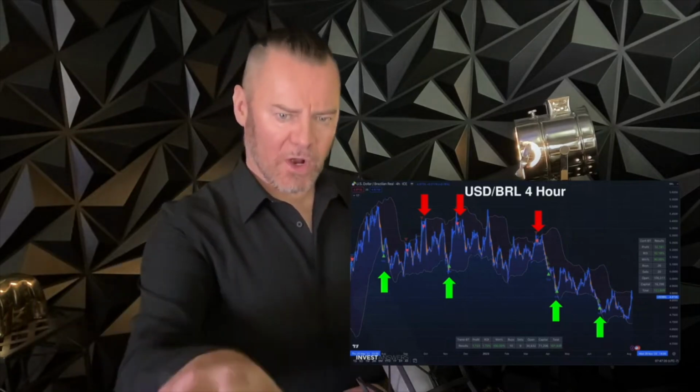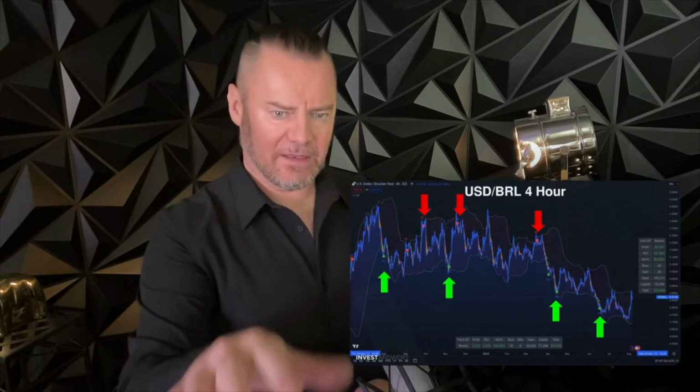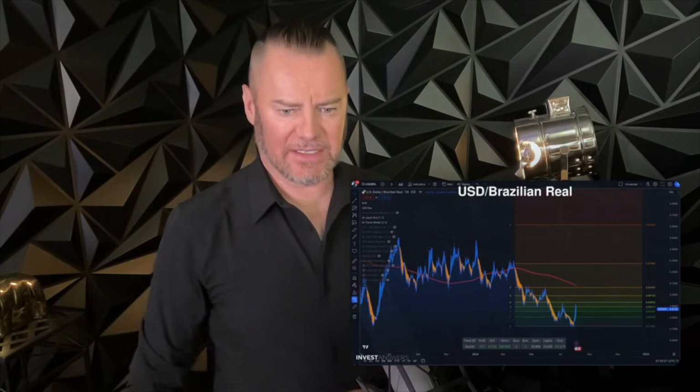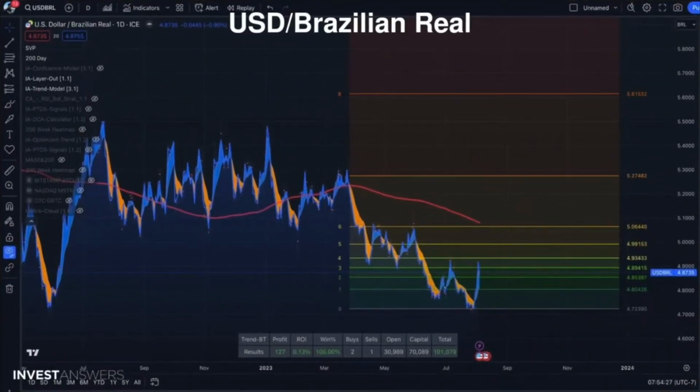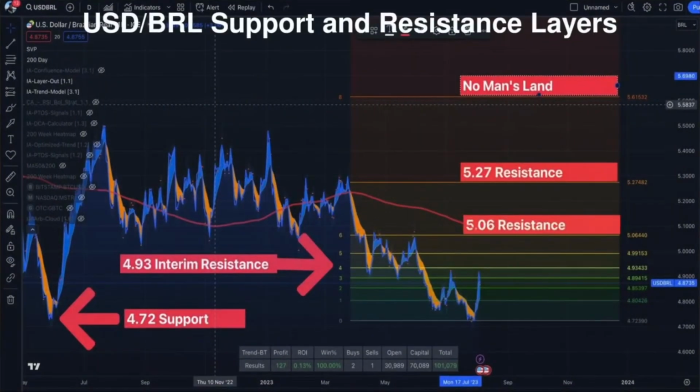So watch what's happening here. Look at the macro very carefully. Now let's look at layers of support and resistance. This is the second model, the layer out model. This is where the US dollar Brazilian real works. Now it's interesting. It doesn't really tell you much here, but let me add some color to these lines to make sure they make sense.